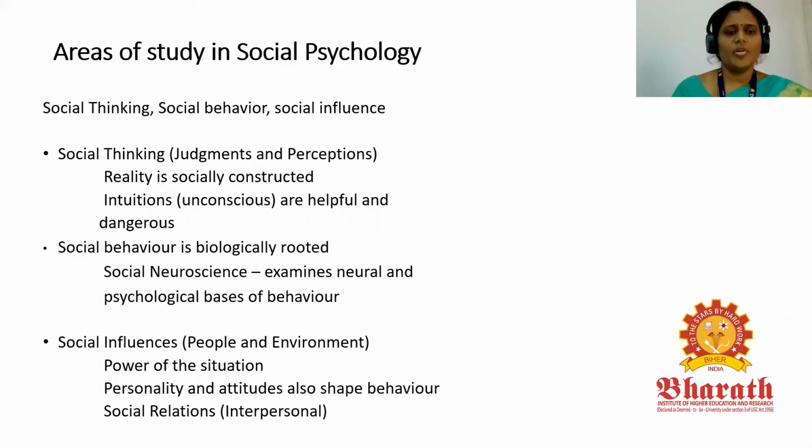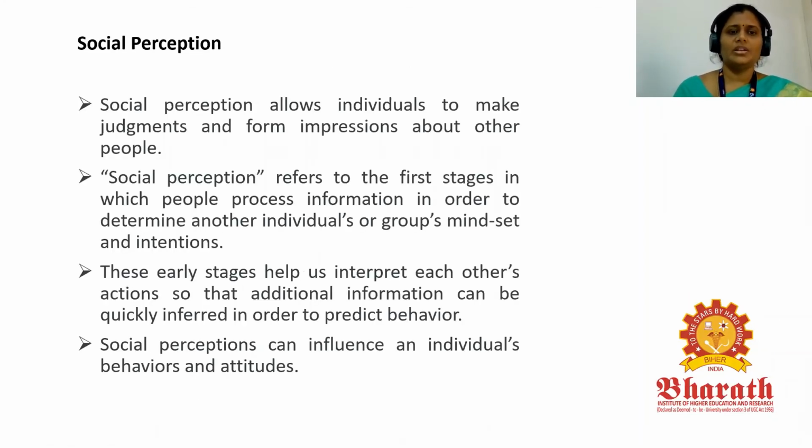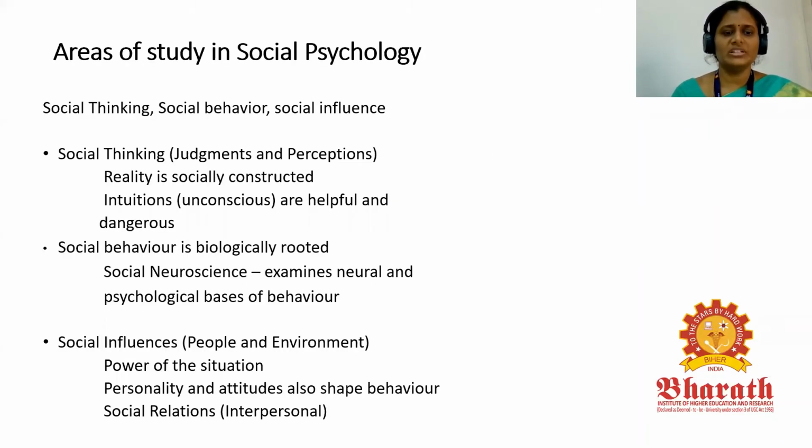Okay, let us see about social perception in detail. Social perception allows the individual to make judgments and form impressions about others. So when you see a person, the way he talks, the dressing and other things, you have some kind of judgments. In the earlier slide, I explained social thinking, social behavior, and social influence. Under social thinking, the judgments and perceptions happen.